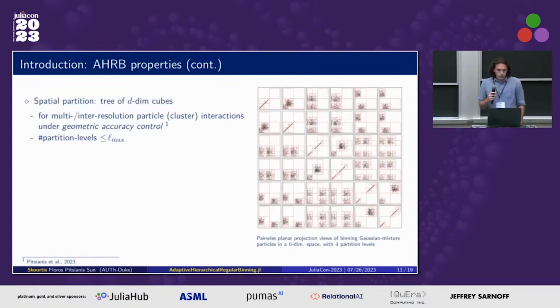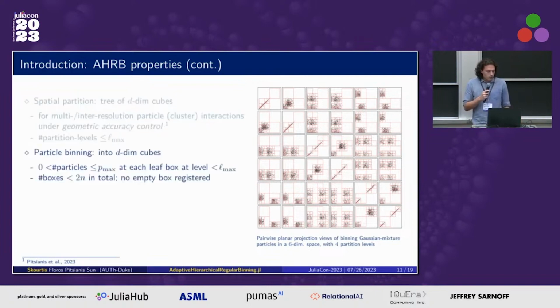All right. So ARB partitions space into d-dimensional cubes that offer geometric accuracy control, and it does that process up to L max levels of partitioning. ARB also bins the corresponding particles into nodes and uses P max to control the maximum population for inner nodes, that is for non-terminal nodes. So in the graph to the right, six-dimensional particles are depicted with at most 4 levels of partitioning. This is an array of projections, and each column and row represents a dimension. The figure also emphasizes the ability of ARB to adapt to high-dimensional data and their density in that space.